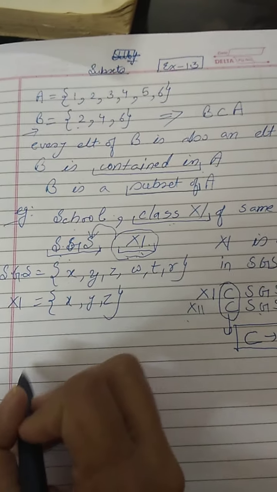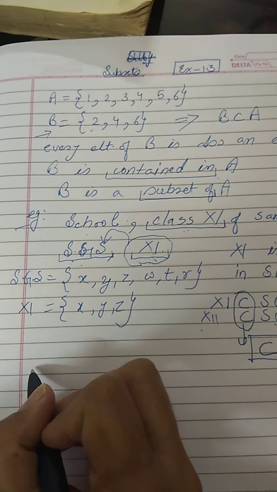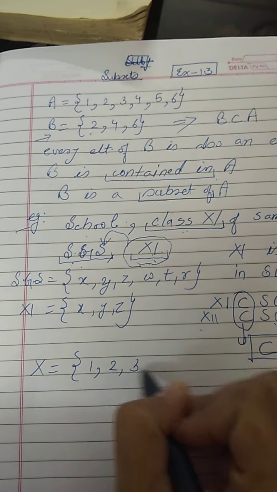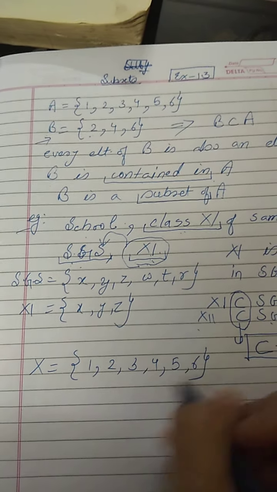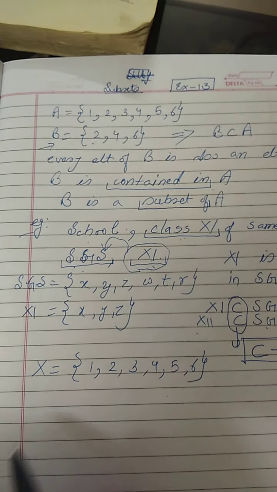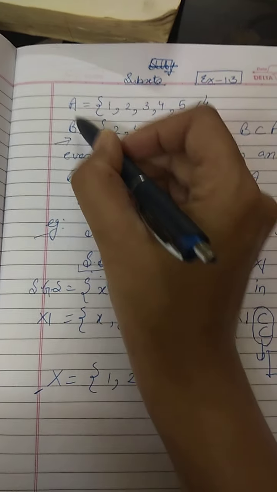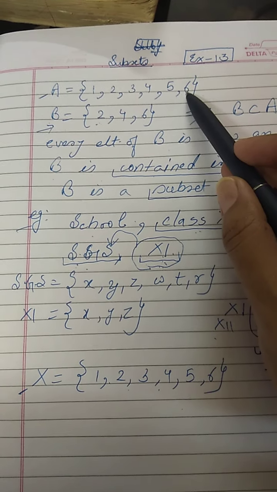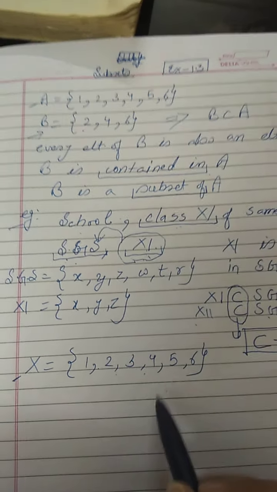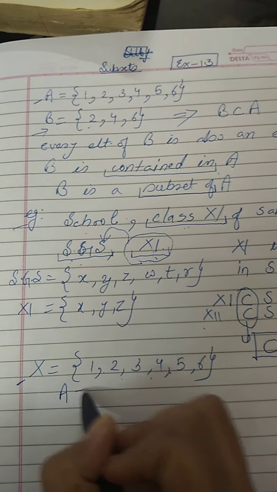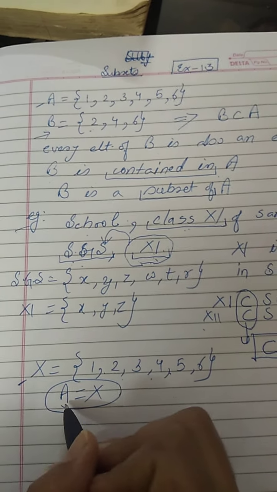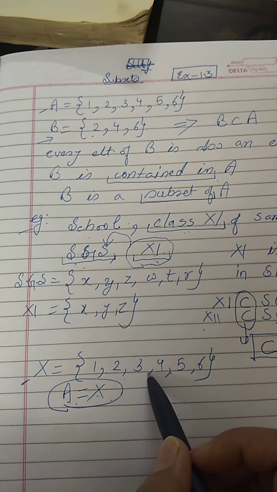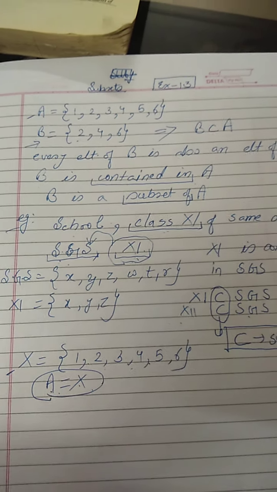Okay, if I take one more set, let us say set X is there, capital X set. It is 1, 2, 3, 4, 5 and 6. It is having 6 natural numbers, right? Now what will be the relationship between A and X? Every element of X is an element of A also, and every element of A is an element of X. So here A is equal to X. So this is the sign of equality. That means when two sets are equal, every element of set A is also an element of set X, that we have already done.